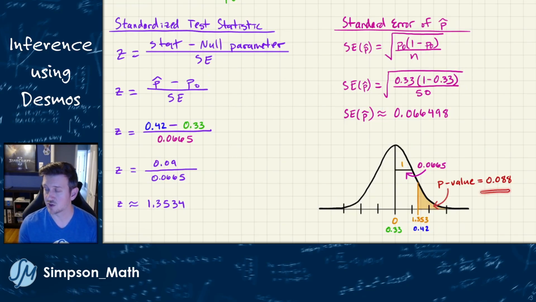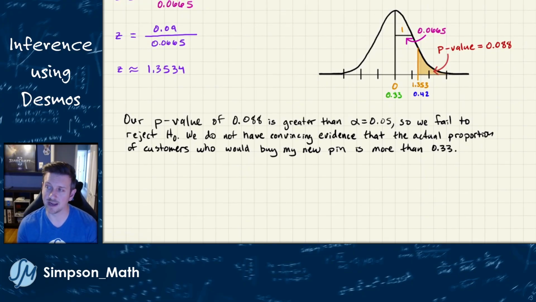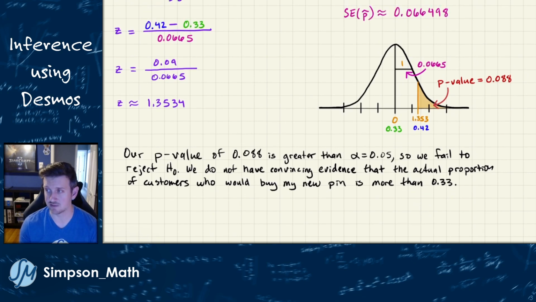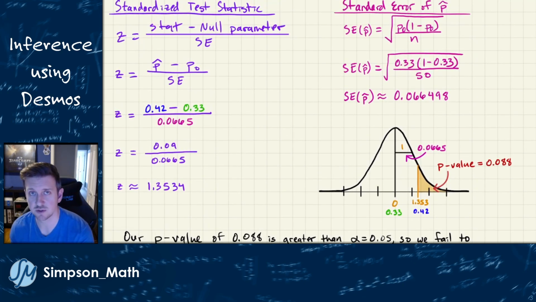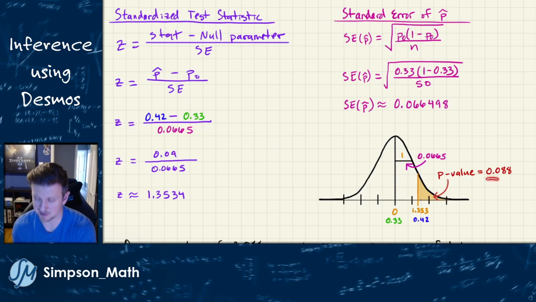That same thing. So recall our conclusion here is that our p-value 0.088 is greater than our alpha of 0.05. So we fail to reject the null hypothesis, and then we don't have convincing evidence for the alternative. Alternative being that the actual proportion of customers who would buy my new pen is more than 0.33. So I don't have evidence that it's more than that. I know our sample showed that it was more, but that seems like it could be more likely maybe just due to dumb luck that it was that high.